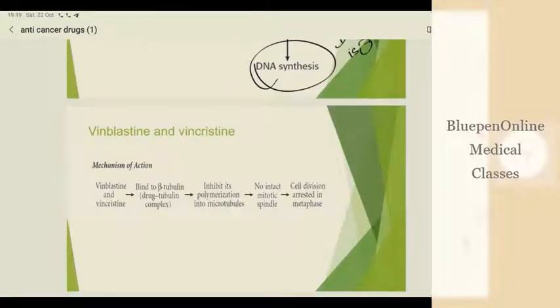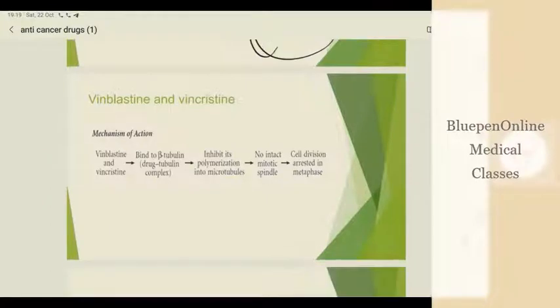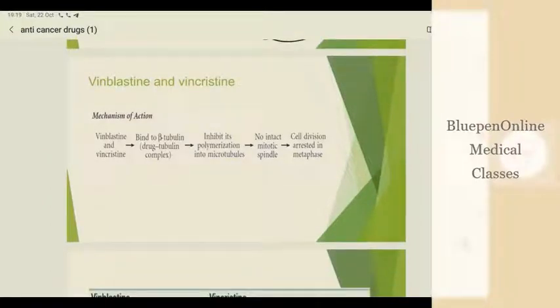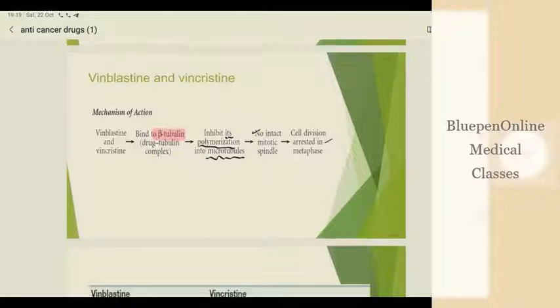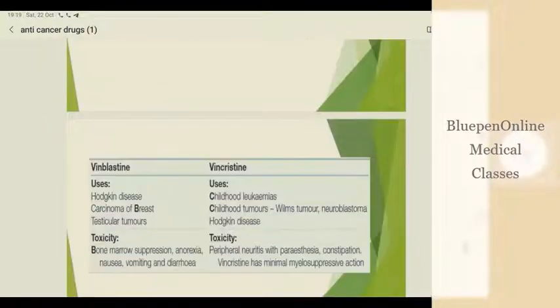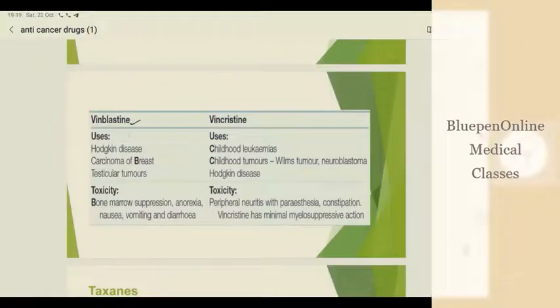Then vinblastine and vincristine. The mechanism of action: they bind to beta tubulin. It inhibits polymerization into microtubules. There is no intact mitotic spindle, so cell division gets arrested in the metaphase. So there is vinblastine and vincristine.